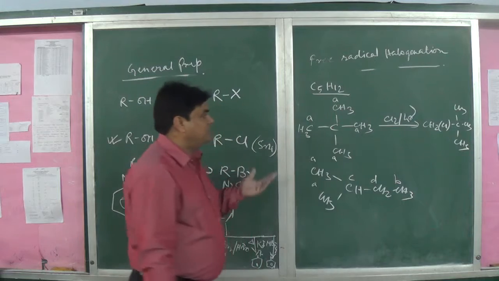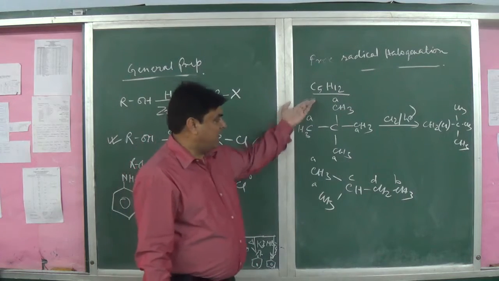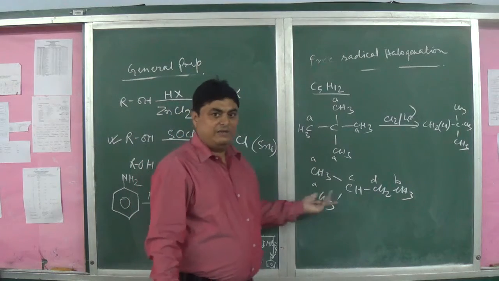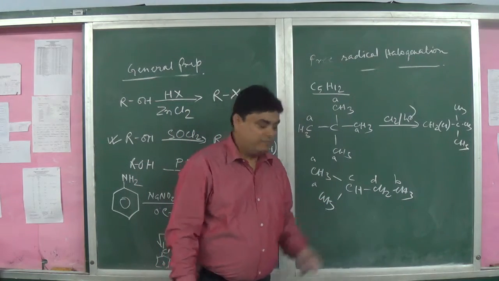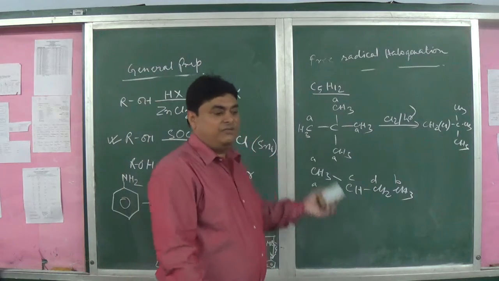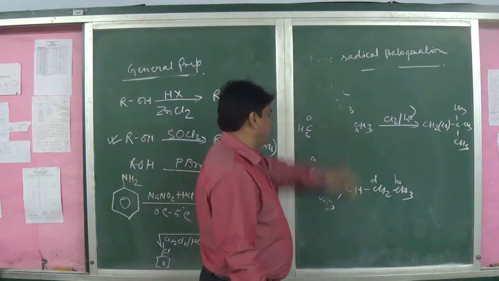So this is all about different types. You can further formulate other isomers like normal pentane, and then from there you can easily conclude how many types of replaceable hydrogen are possible and the different types of halo derivatives that can be formulated.